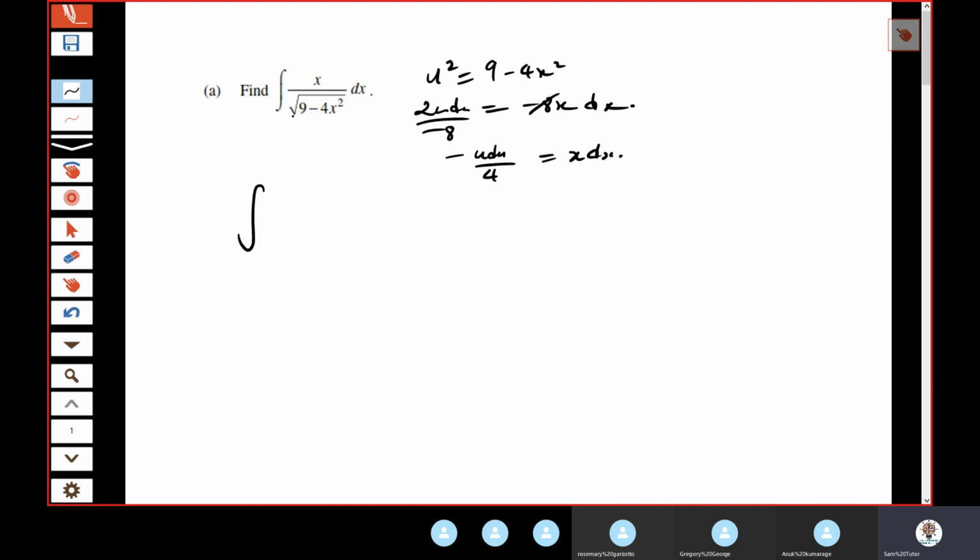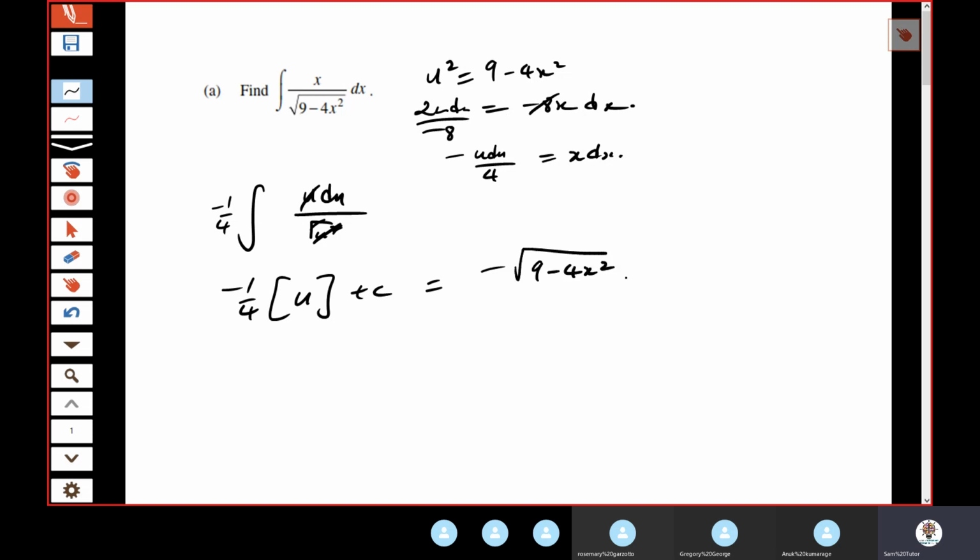Next line becomes negative a quarter on the outside. The top, instead of x dx, becomes u du. The bottom is the square root of u squared, which becomes u. u will cancel out. Integrating du is just u plus c. So the answer we're looking for is negative square root of 9 minus 4x squared on 4 plus c.